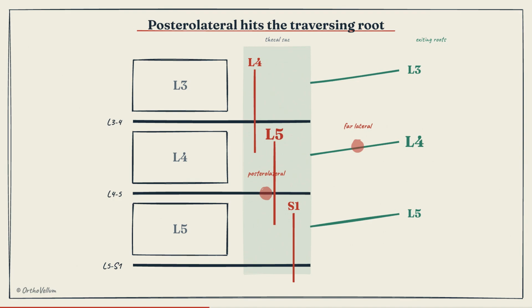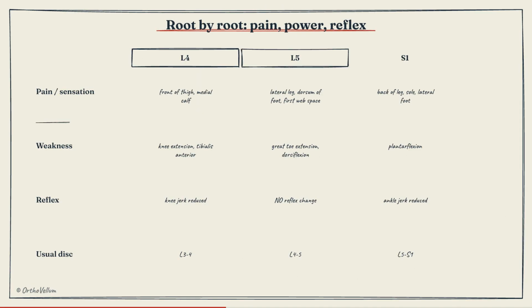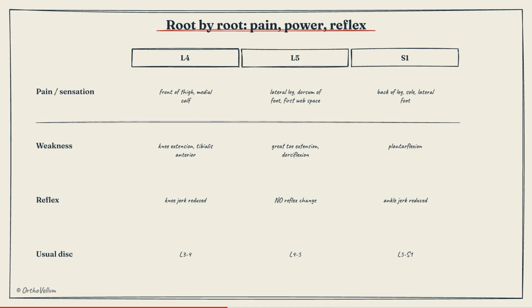Now put the herniation where it actually happens, posterolateral, and the answer falls out. A posterolateral L4-5 disc hits the traversing root, L5. A posterolateral L5-S1 disc hits S1. The exception proves the rule. A far lateral herniation, out in the foramen, misses the traversing root and catches the exiting one instead. So a far lateral L4-5 disc gives you L4. And once you know the root, you can predict the entire clinical picture without touching the patient.